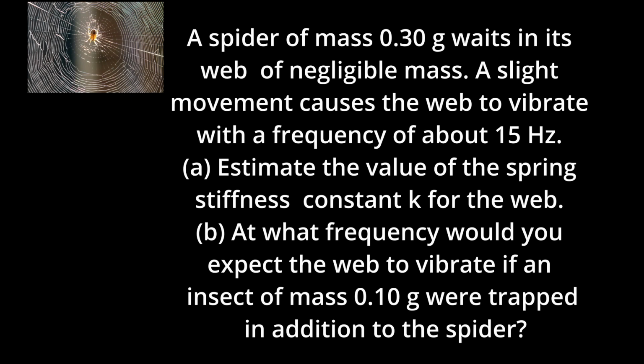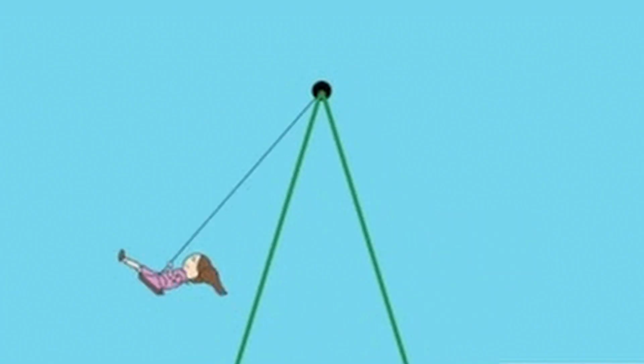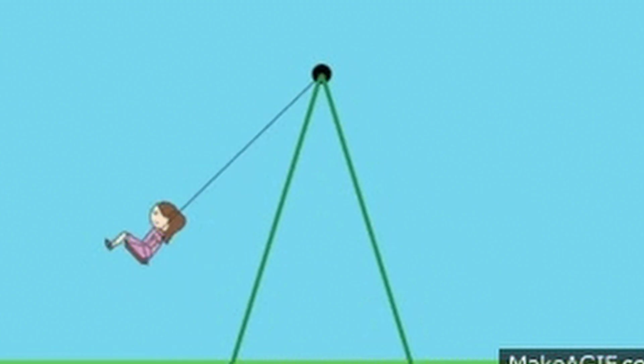Now, let us do a problem. A spider of mass 0.30 gram waits in its web of negligible mass. A slight movement caused the web to vibrate with a frequency of about 15 Hz. Estimate the value of spring stiffness constant K for the web. At what frequency would you expect the web to vibrate if an insect of mass 0.1 gram were trapped in addition to the spider?